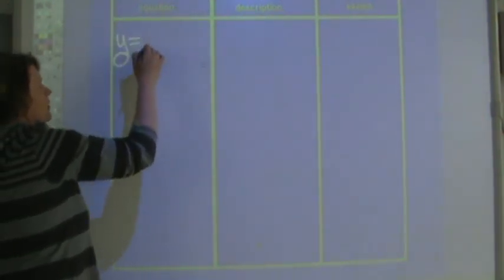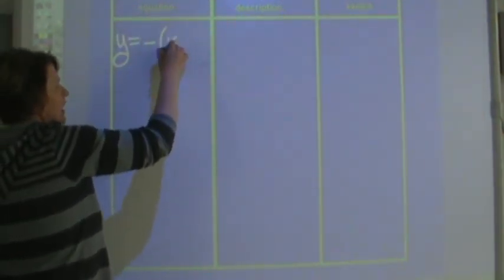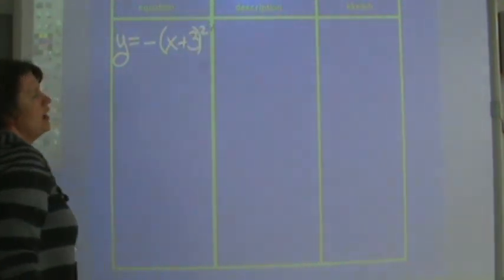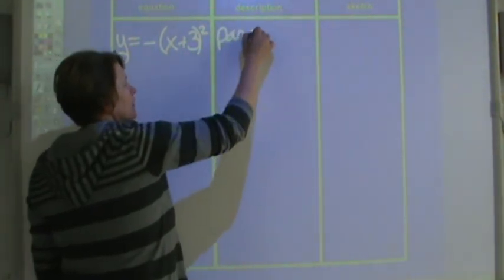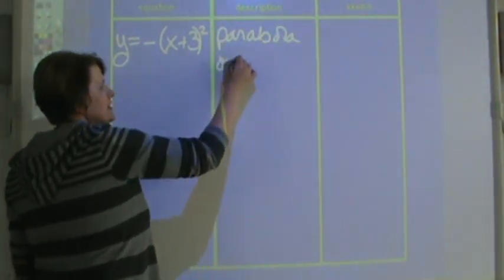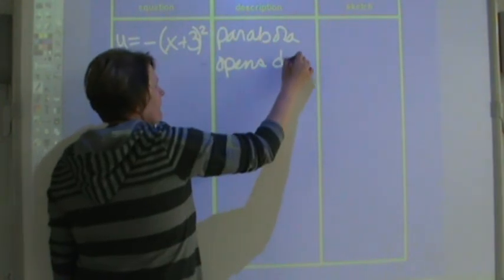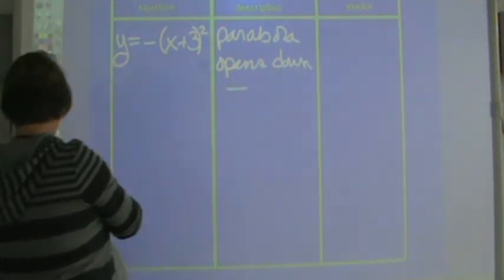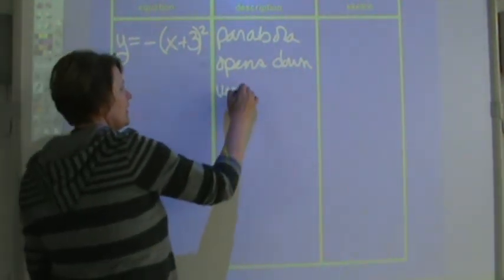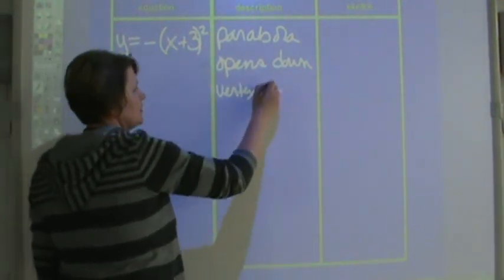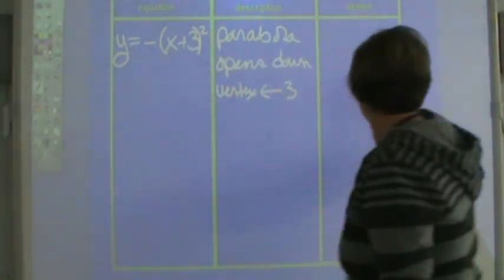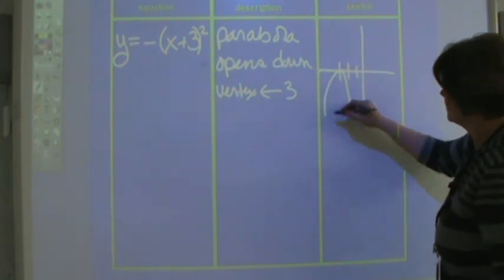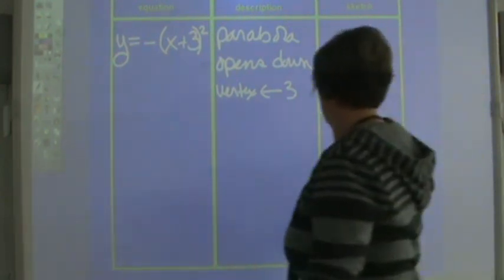So y equals negative parenthesis x plus 3 squared. Okay, so that's a parabola because it's squared. Opens downward because there's a negative. And then it's going to move. Vertex is left 3. All right, so we're going to go 1, 2, 3, and it's going to look something like that.